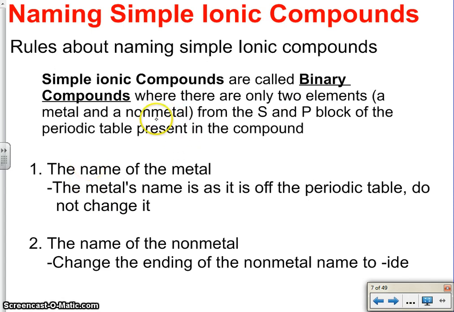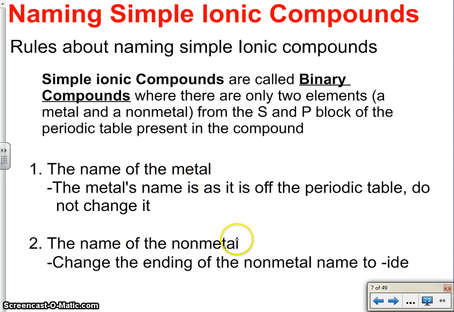Writing the name for ionic compounds. We're first just going to look at simple binary. Binary basically means that it doesn't have a polyatomic ion in it. Then we'll look at polyatomic ions towards the end of this. What we do is exactly what we've been doing in class. We name the metal first, exactly like it is off the periodic table. We do not change the name. We do not add anything to it. It's just the metal's name.